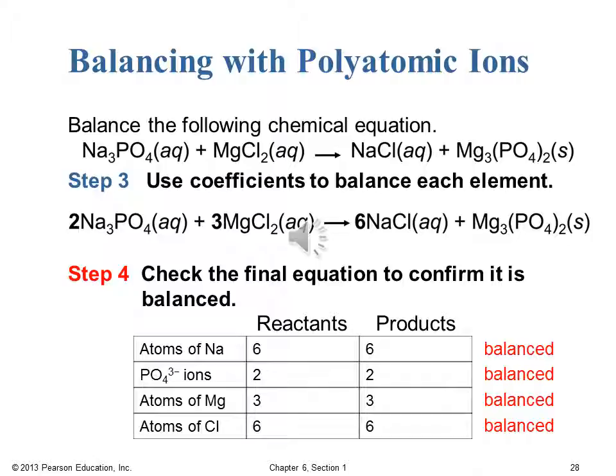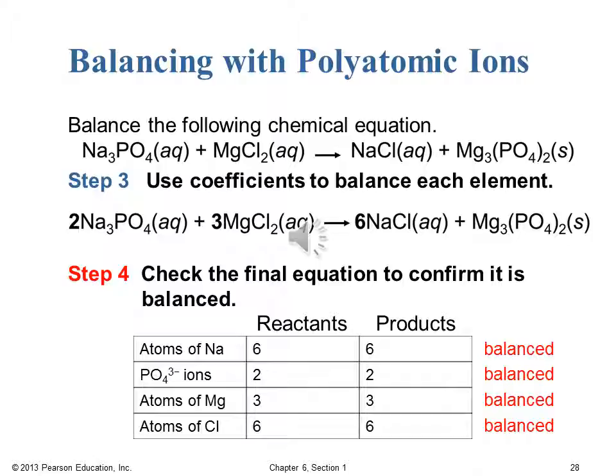In order to get the magnesium correct, we would need a coefficient of 3 in front of the magnesium chloride to get the 3 moles of magnesium ion that's indicated by the Mg sub 3 in the product. And now that we've made those adjustments to the reactant side, we see that we're going to have to adjust the NaCl to give rise to the correct number of sodium and chloride ions, and we can accomplish that by putting a 6 as a coefficient in front of the NaCl to get the correct number and type of ions we need.